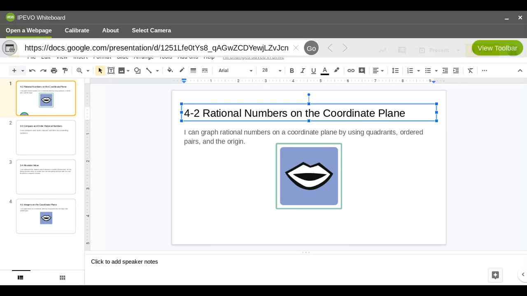In this video, we're going to continue to take a look at the coordinate plane and how to graph values on the coordinate plane. But our focus today is going to be on graphing rational numbers on the coordinate plane by using quadrants, ordered pairs, and the origin.